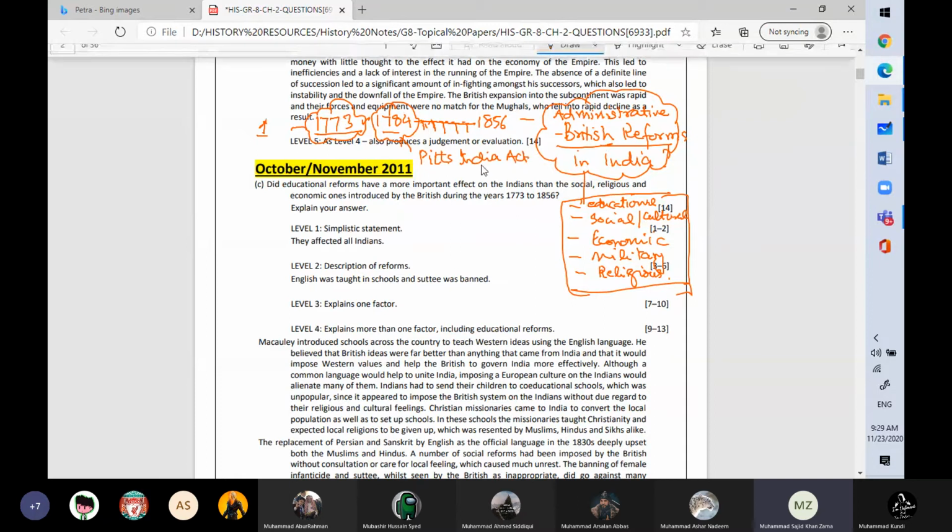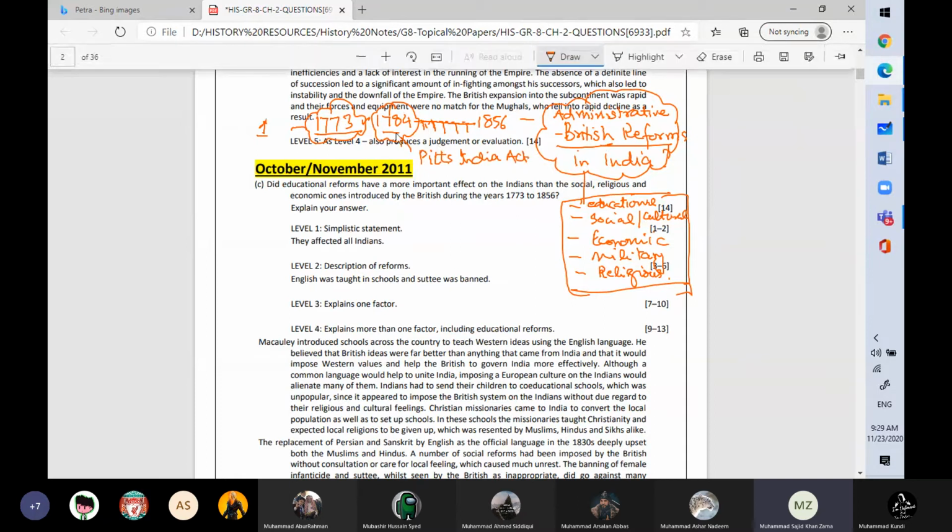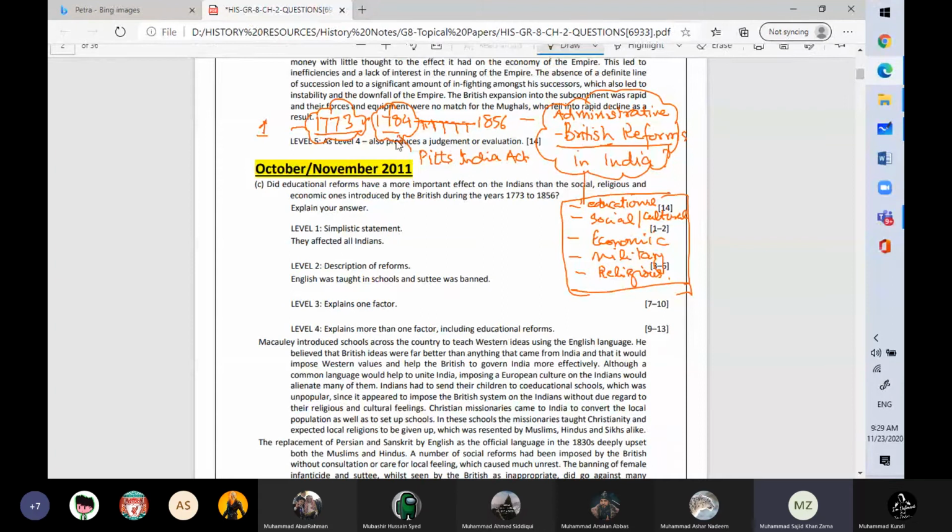Yes, sir. Pitt's India Act. In this, the company's board of directors was replaced. Here, the company was only warned to improve governance, but here the British took action and replaced them. So all this started in 1773 with the warning to the company to improve governance.